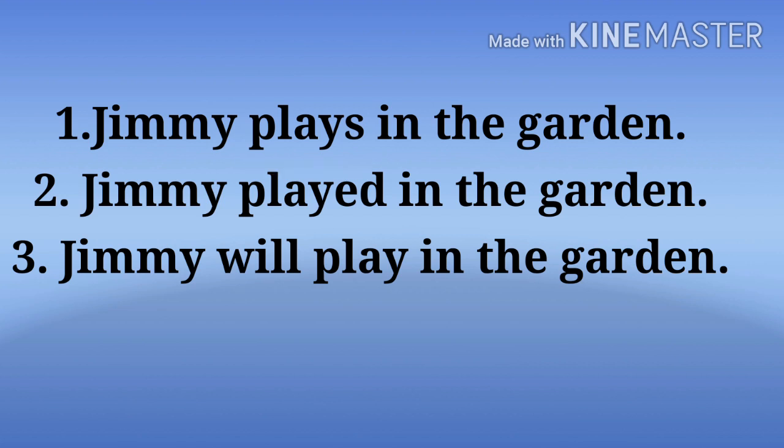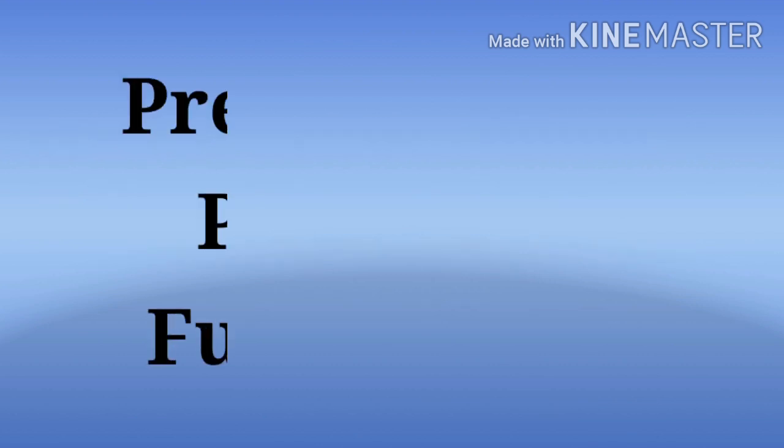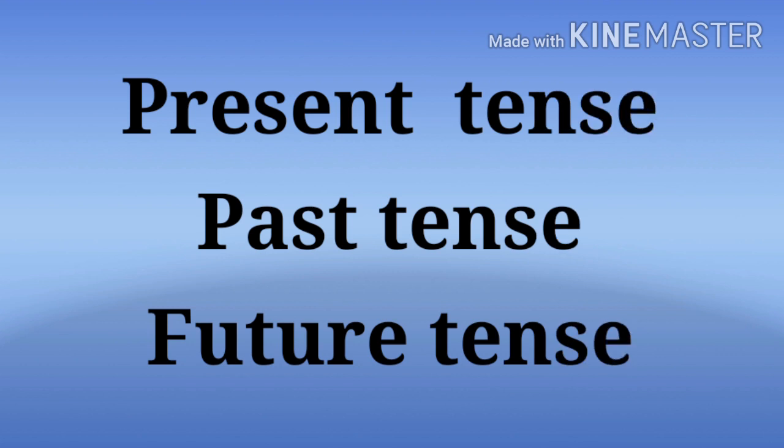In the second sentence, the verb played indicates an action in the past. In the third sentence, the verb will play indicates an action in the future. So, the verbs that take up different forms to indicate the time of an action or an event by changing its form are called tenses. Tenses are broadly classified into three categories: present tense, past tense, and future tense.